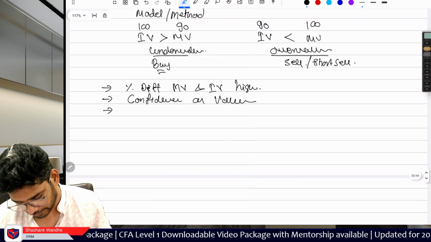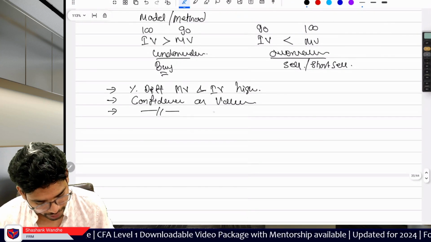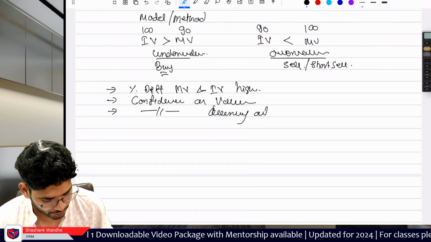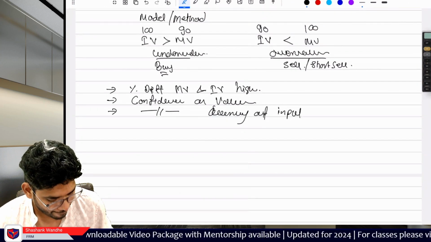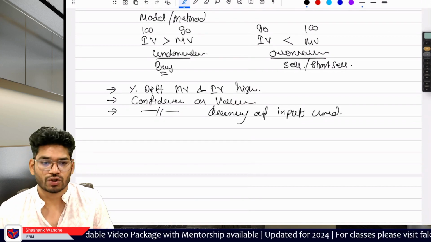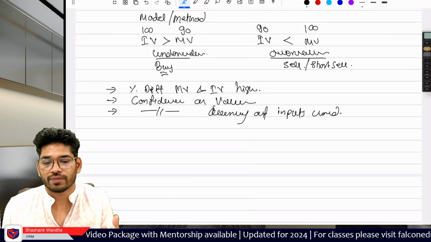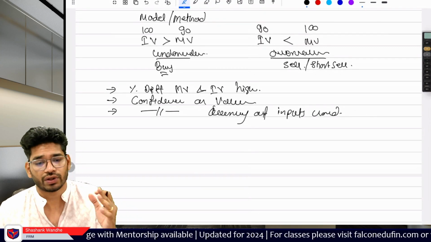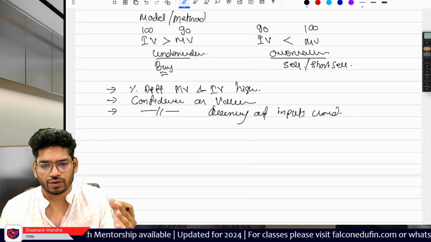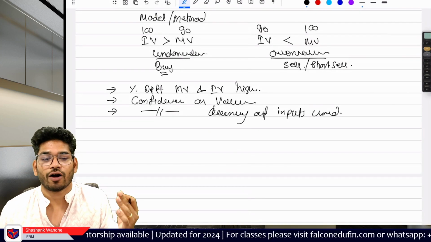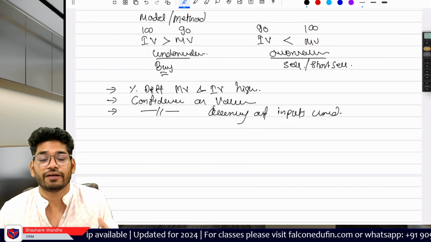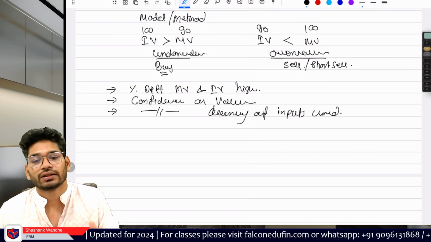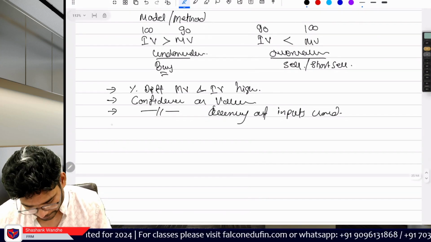The next is, if you are more confident about the accuracy of the inputs used. Obviously, in the model you have to use inputs. We will discuss what the models are, and then you will understand. If you right now don't understand how the inputs are used, you will understand. Don't worry right now. So if you are confident that your inputs are accurate, then you are more likely to take the position.